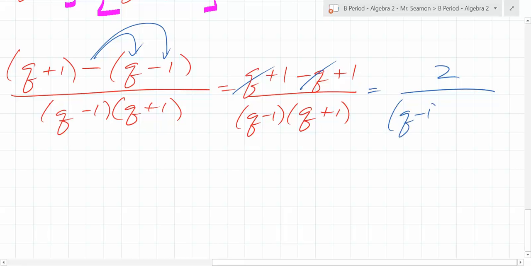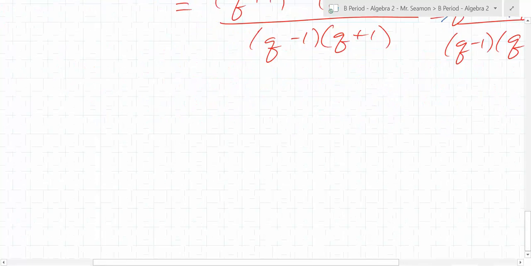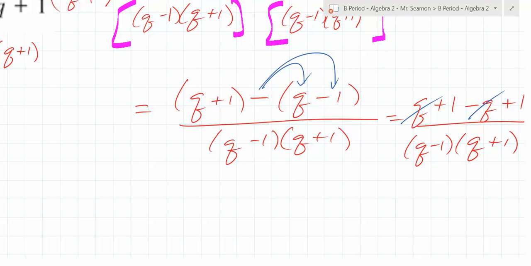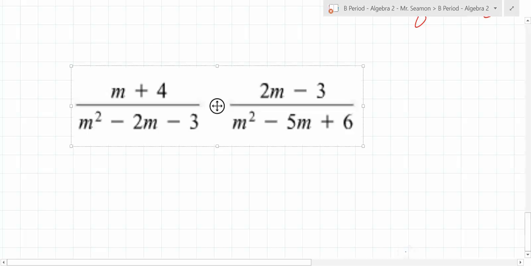So guess what you have? 2 over q minus 1 times q plus 1. We have now combined those fractions. How many fractions do you see right there? 1. Again, this entire thing was predicated on finding the LCD. What is the LCD? In this case, q plus 1 times q minus 1. But what does LCD stand for? Least common denominator. These are rational functions. If we want to subtract fractions, we need a common denominator.